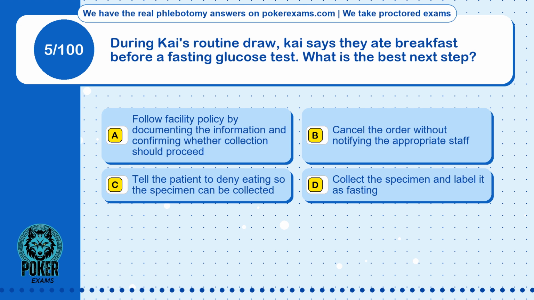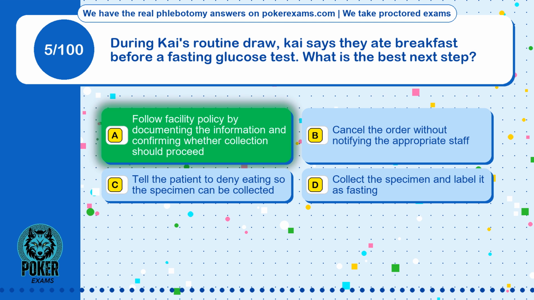Option B. Cancel the order without notifying the appropriate staff. Option C. Tell the patient to deny eating so the specimen can be collected. Option D. Collect the specimen and label it as fasting. The correct answer is option A. Follow facility policy by documenting the information and confirming whether collection should proceed.